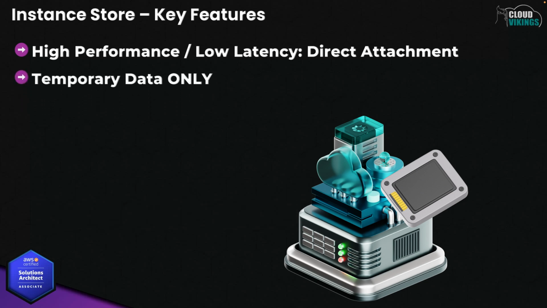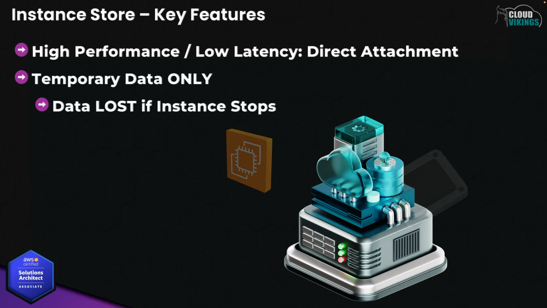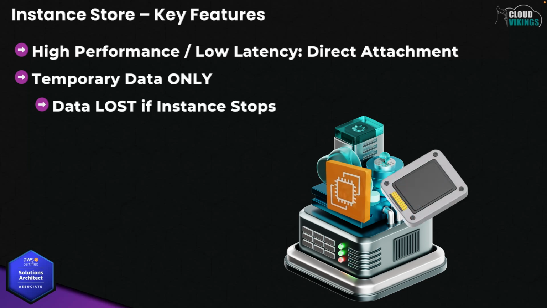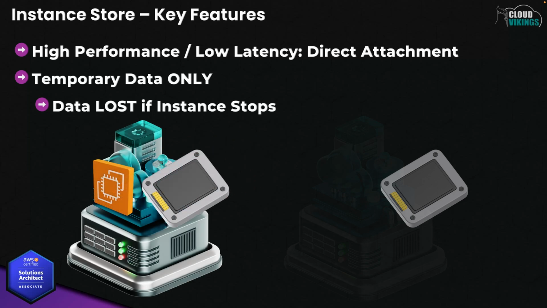Now, let's be crystal clear about the temporary part. This is the single most important thing to understand about Instance Store. Your data here is not persistent in several common scenarios. If you stop your EC2 instance using the stop action in the console or API, which essentially deallocates the underlying host, all the data on the Instance Store volume is permanently lost. Now, this action is different from a simple operating system reboot. A reboot typically keeps the Instance Store data intact because the instance stays on that same host hardware. However, a stop and start cycle means guaranteed data loss for that Instance Store volume.